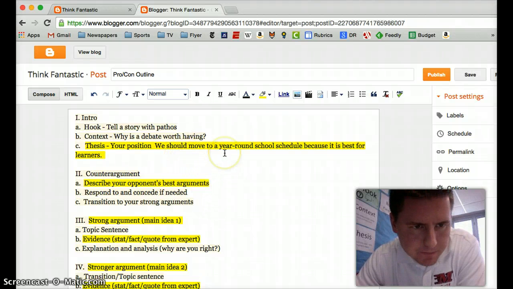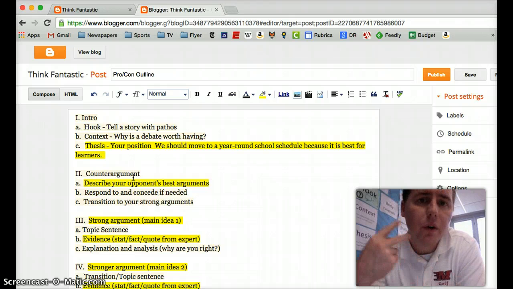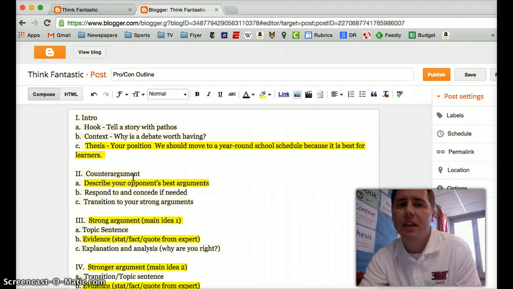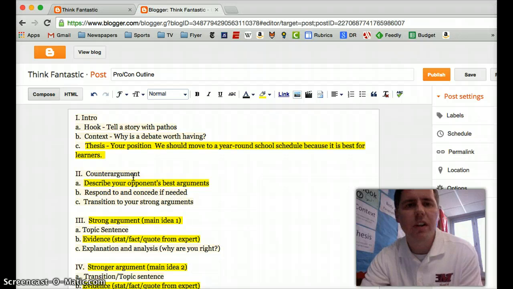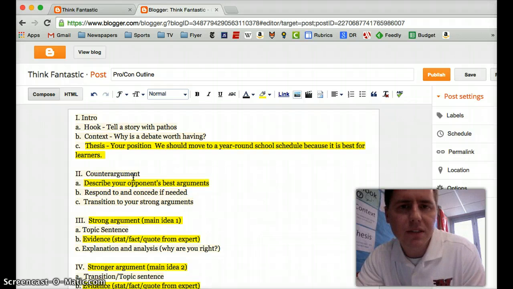Then, the next step you want to think about as we go through our essay is the counter-argument. What are your opponent's best arguments going to be? I would focus on their main one or two arguments that you think they will use against you. What are their one or two best ones? So for example, with year-round school, I would say the best argument against year-round school is the fact that we lose out on summer break.